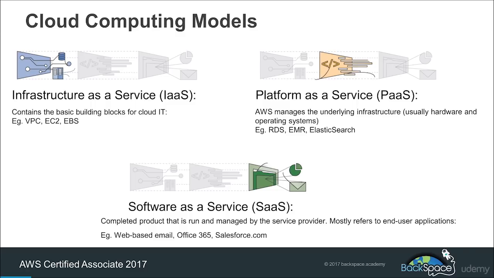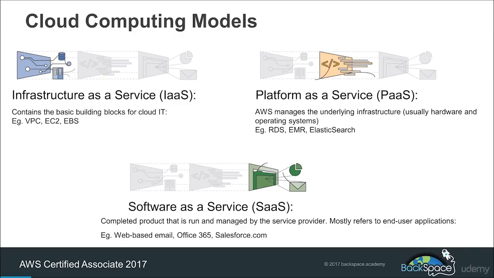The next model is Platform as a Service, or PaaS, and that is where AWS manages the underlying infrastructure, which is usually the hardware and operating system. A good example of that is where you want to deploy a database, for example. You could use the EC2 service and create a building block using EC2 inside of a VPC and have an EBS volume attached to it. And then you can put your database application on top of that server, and you manage that server, you manage that operating system, you manage that database.